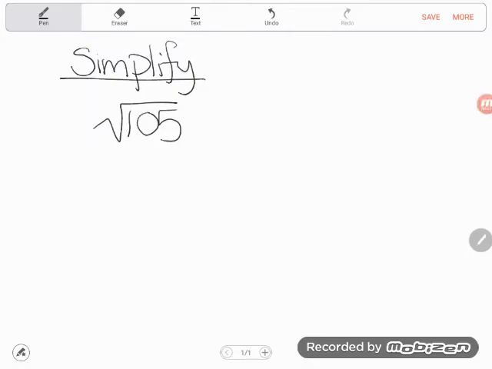Hey GED students, a student on Facebook was working with this problem, simplifying radicals. The directions just said simplify, and I see this radical here. When I say the word radical, I'm referring to this little check mark house over the 105. A lot of you know that's the square root symbol. So simplify the square root of 105.